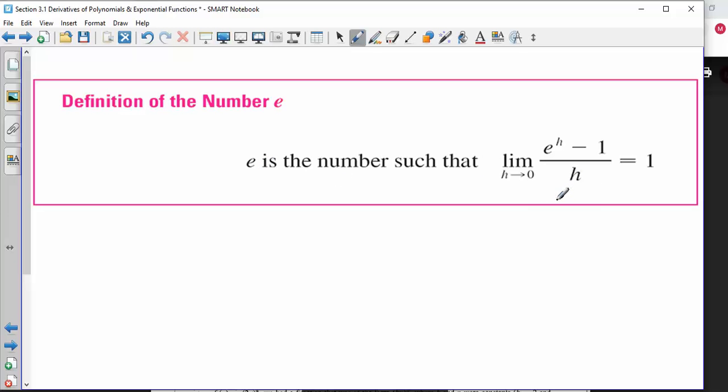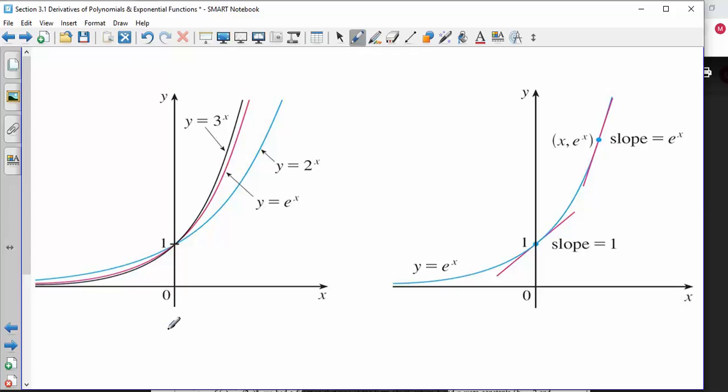You don't necessarily have to memorize that. I've just thrown that up there. It actually has to do with the limit. That's how the number e is defined.